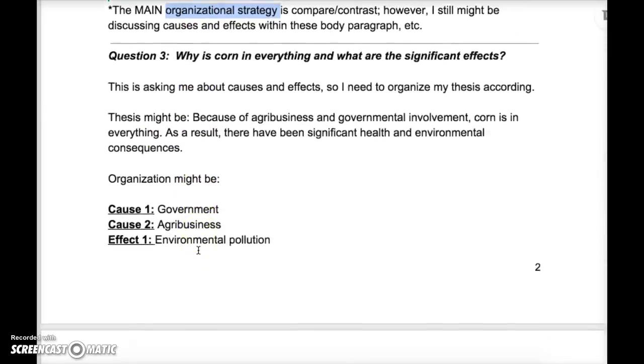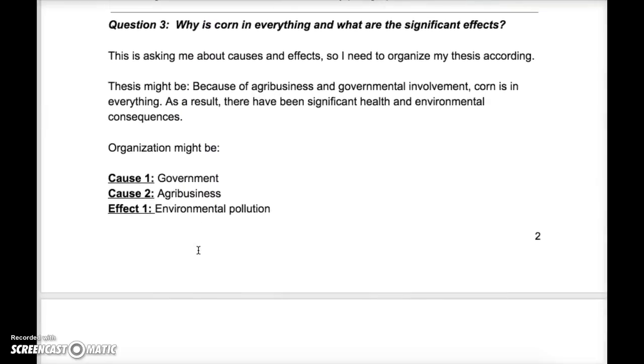All right, question 3. That was compare contrast. We did problem solution. How about number 3? Why is corn in everything and what are the significant effects? So this question is asking me about causes and effects, so I need to organize my thesis accordingly.